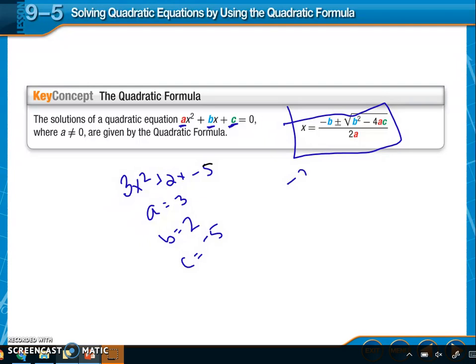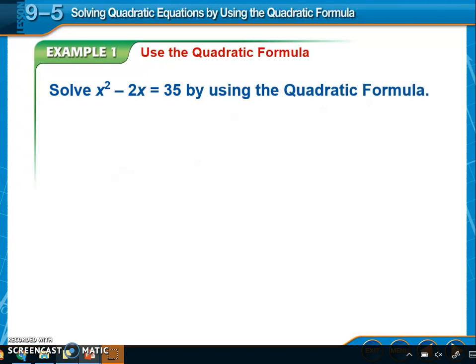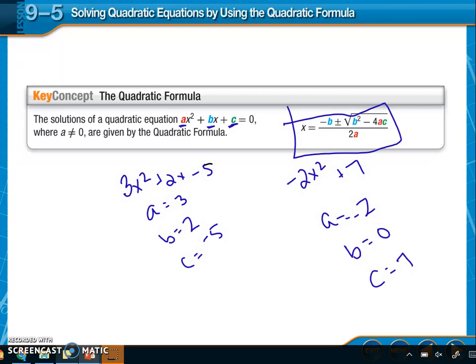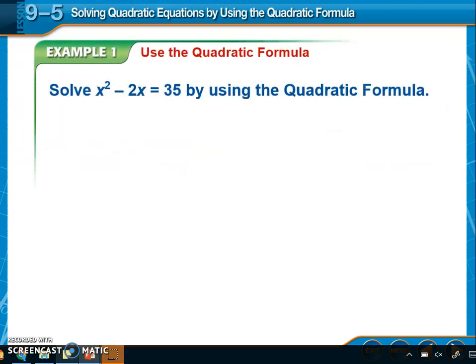If I had something like negative 2x squared plus 7, a is negative 2, b is 0, and c is 7. Okay, so let's try and use one of these to solve. So, by the way, you need to memorize this formula. Okay, so first thing I need to do is I need to get everything onto one side. So I'm going to rewrite this as x squared minus 2x minus 35 equals 0.